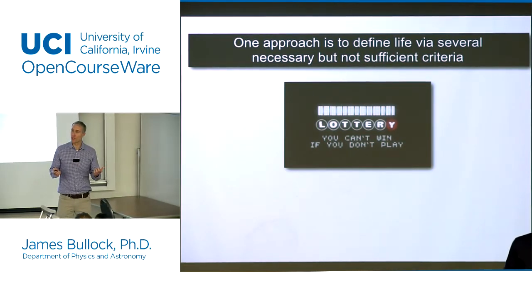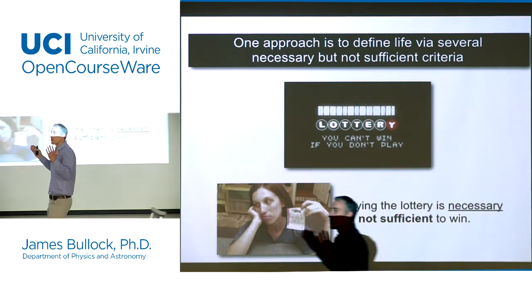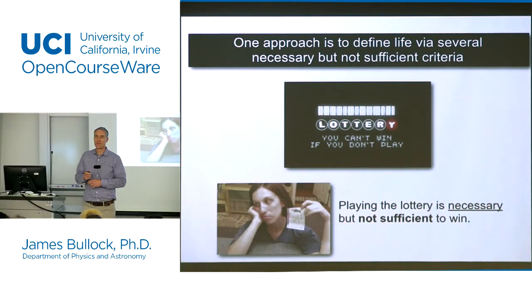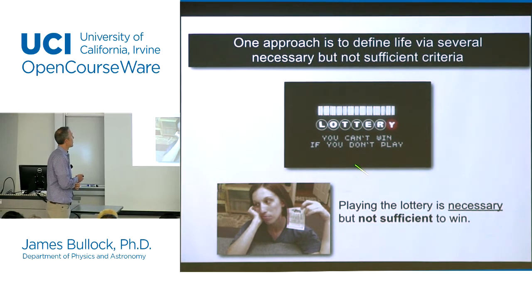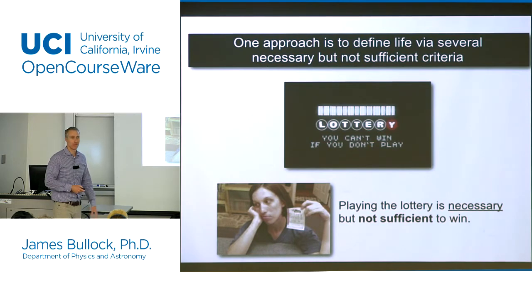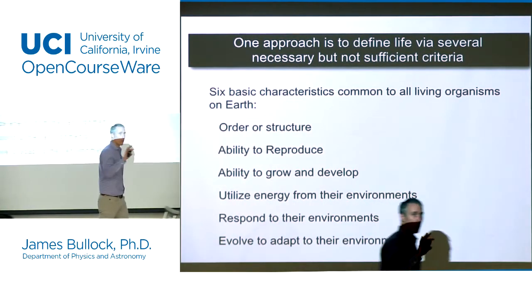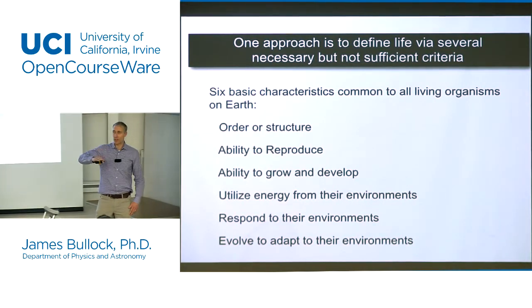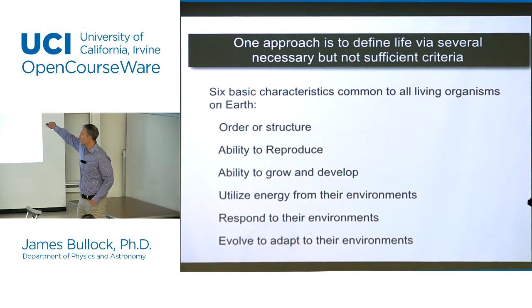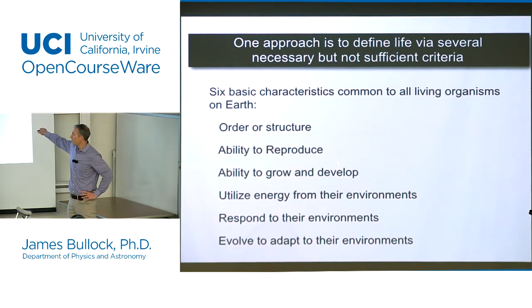Is it a sufficient condition for winning the lottery? No. Right? So a necessary but not sufficient criterion is something that's required, but having it doesn't make it so. Okay? So basically, there are 6 characteristics common to all living organisms on Earth that people use to characterize the definition of life. For example, there's order and structure. There's the ability to reproduce, the ability to grow and develop. This is an important one: to utilize energy from their environments.